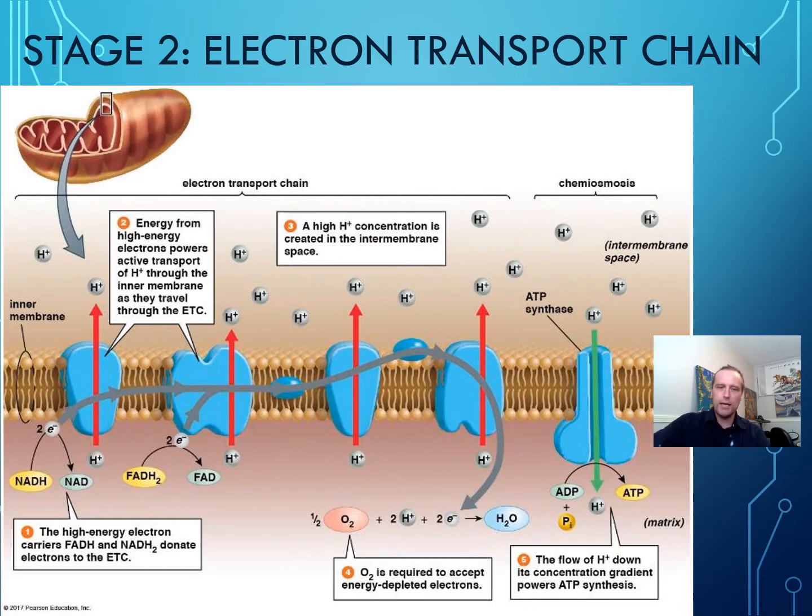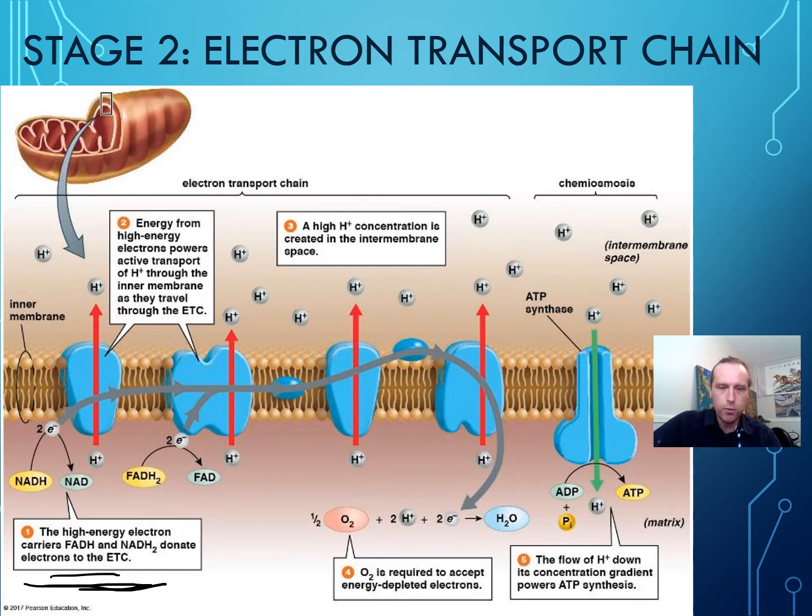So here it is, stage 2, the electron transport chain. I'll go through it slowly. That's a lot. You may want to pause this video as I talk about it and use the book to reinforce what I'm saying. So number 1, we're going to look right at the bottom here. Number 1, these high energy carriers, FADH2 and NADH, they're going to donate their electrons to the electron transport chain.